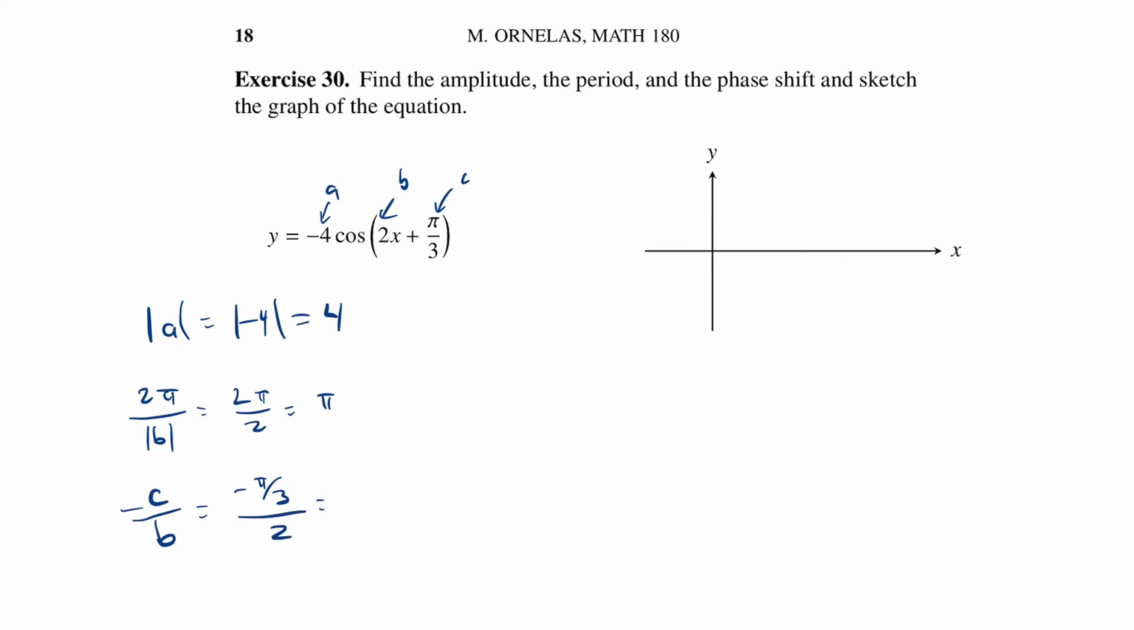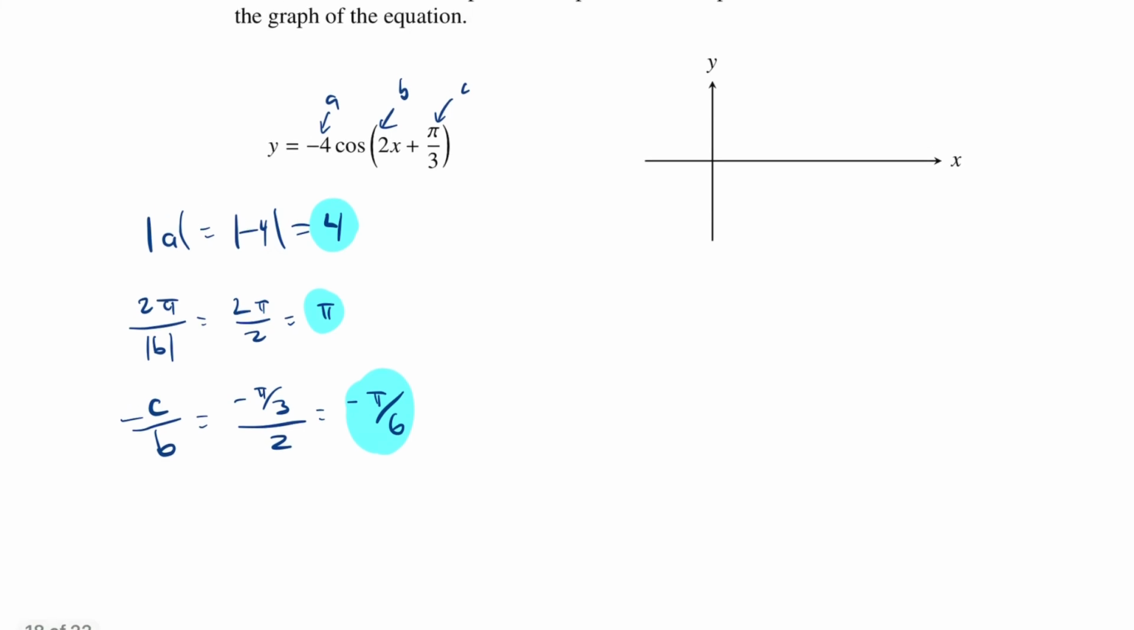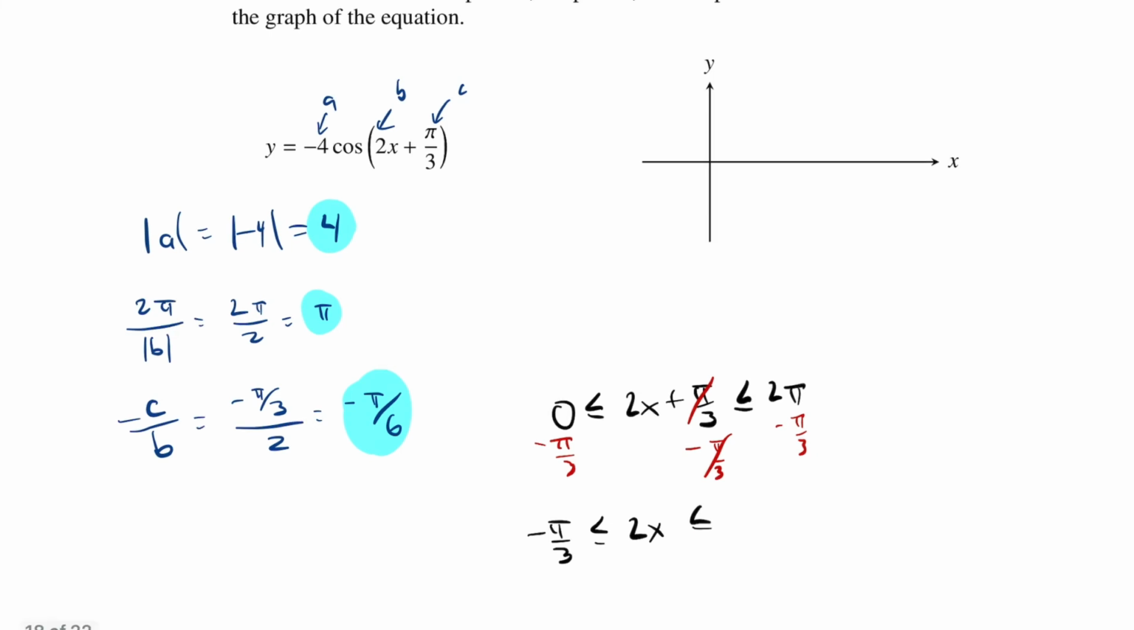But now let's do it the other way that we learned earlier. You're going to put the argument in between 0 and 2 pi. So you always do that for sine and cosine. Then we need to solve for x. So subtract pi thirds. So we're going to have negative pi over 3 less than or equal to 2x less than or equal to, well, 2 pi is the same thing as 6/3 pi. So when you subtract 6/3 minus 1/3, that's going to be 5/3 pi.